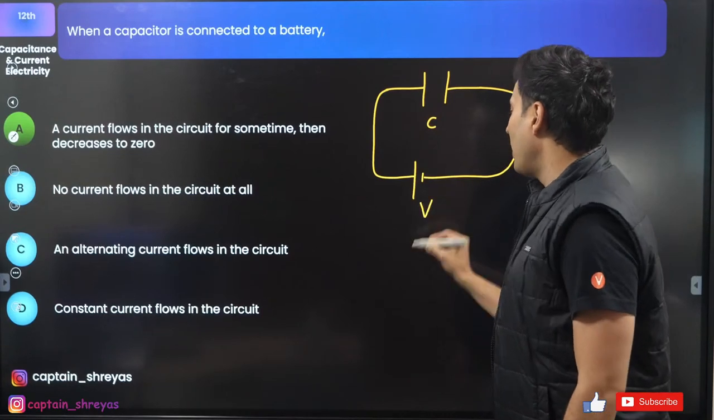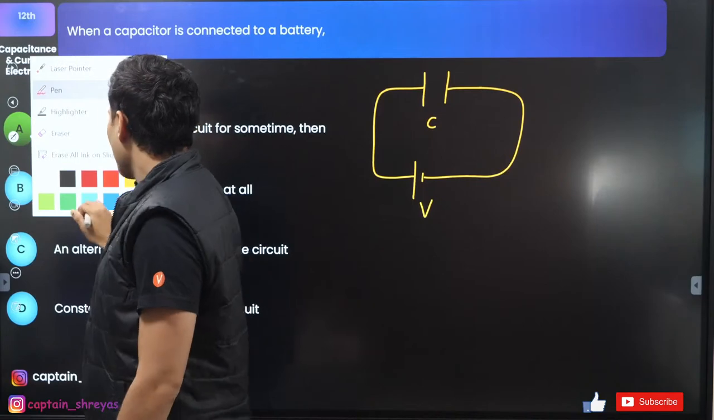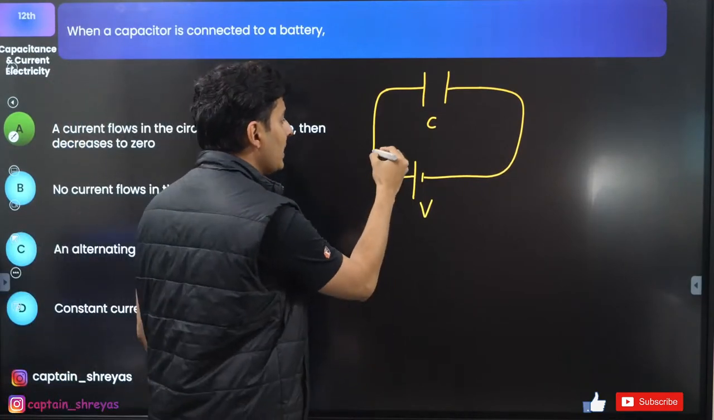So when you connect a battery of voltage V to a capacitor, what happens is initially the current begins to flow.